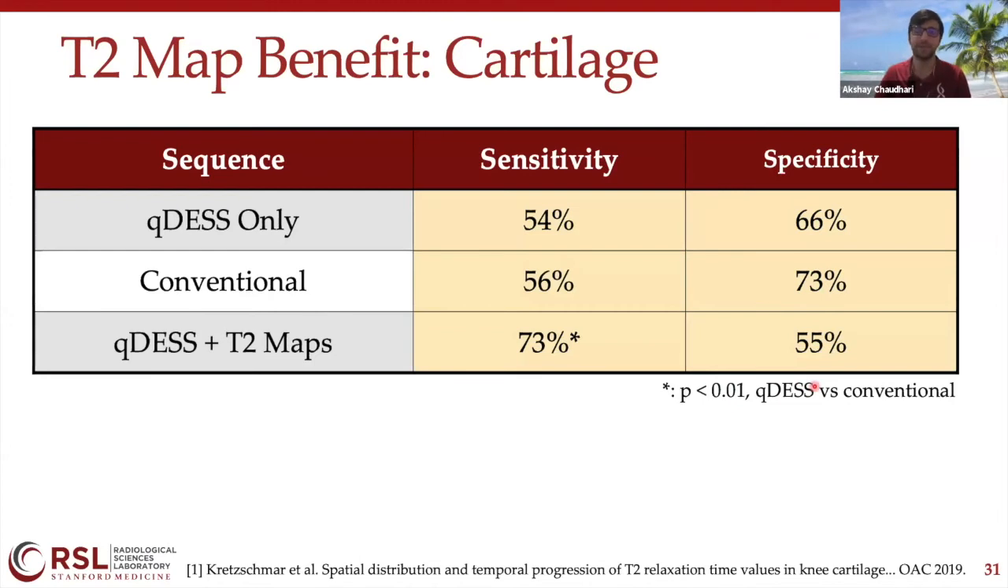And this is based on a large body of evidence which suggests that changes in T2 precede morphological changes by easily 2 to 3 years. So perhaps that is one explanation for why our specificity was a little bit lower.